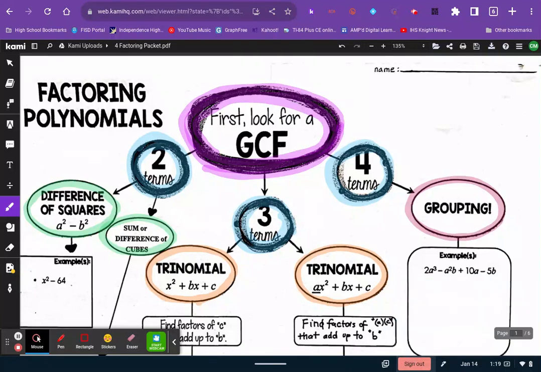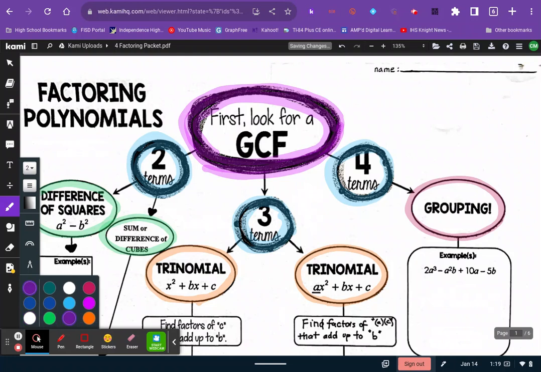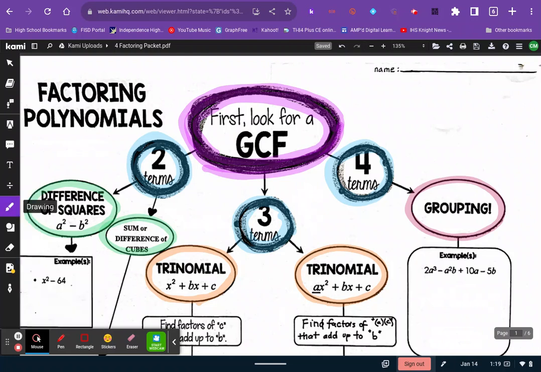Factoring by grouping or higher order factoring would probably be a better title for this tutorial. Regardless of what type of factoring you're doing, you should always first look for a GCF. That should be your number one check. If there's not a GCF in the entire polynomial, then you look to see how many terms you have.